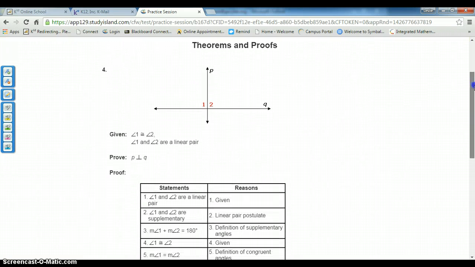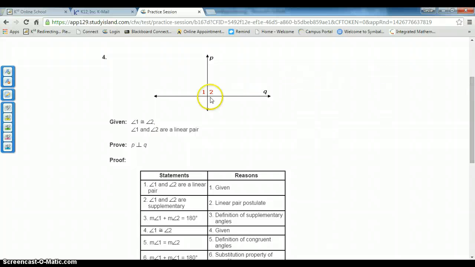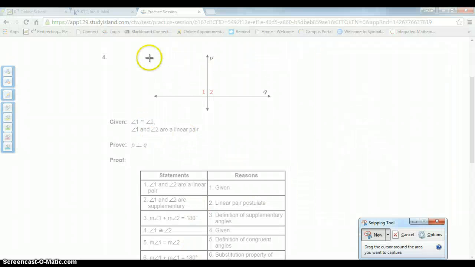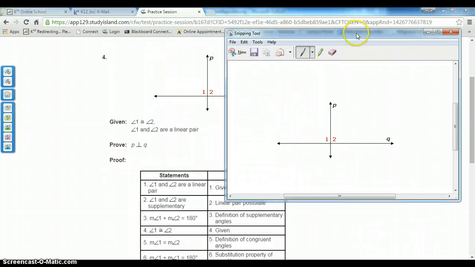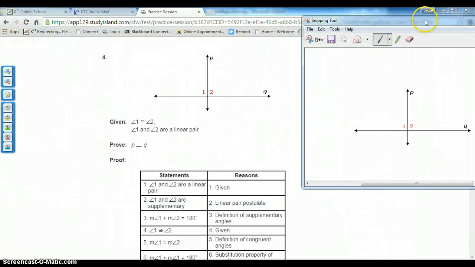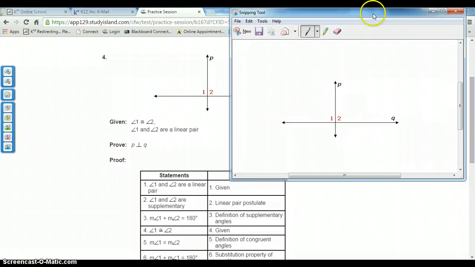Alright, here we go. Angles 1 and 2 are congruent. Angles 1 and 2 are a linear pair. Those are our givens. That's what they're telling us. We're going to prove that P is a perpendicular line.